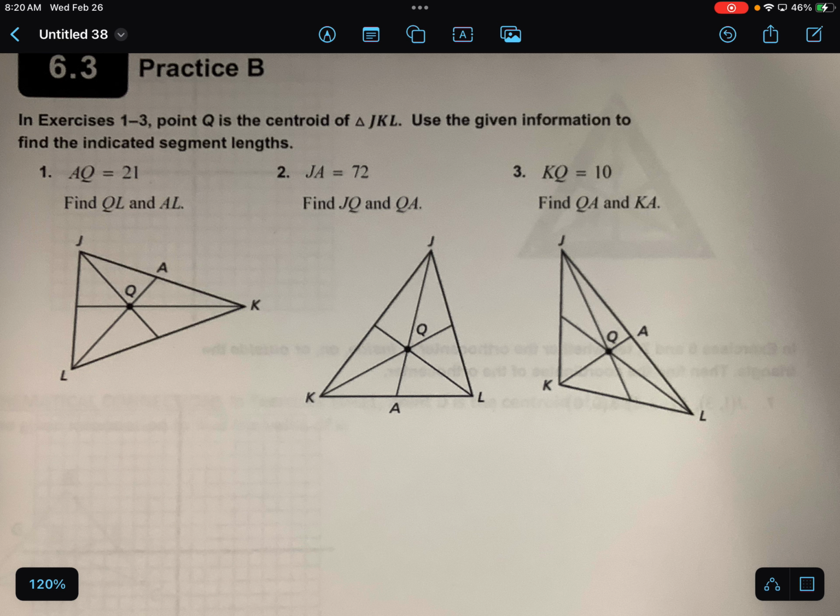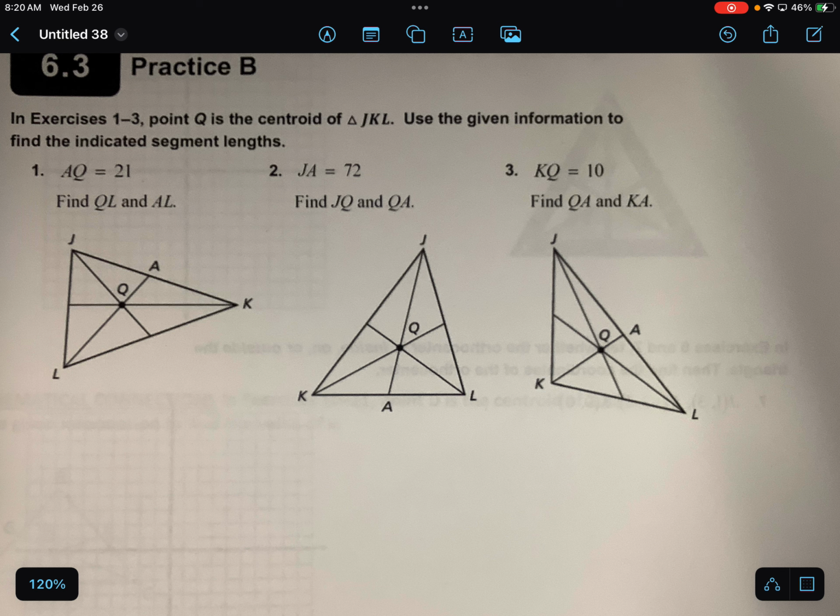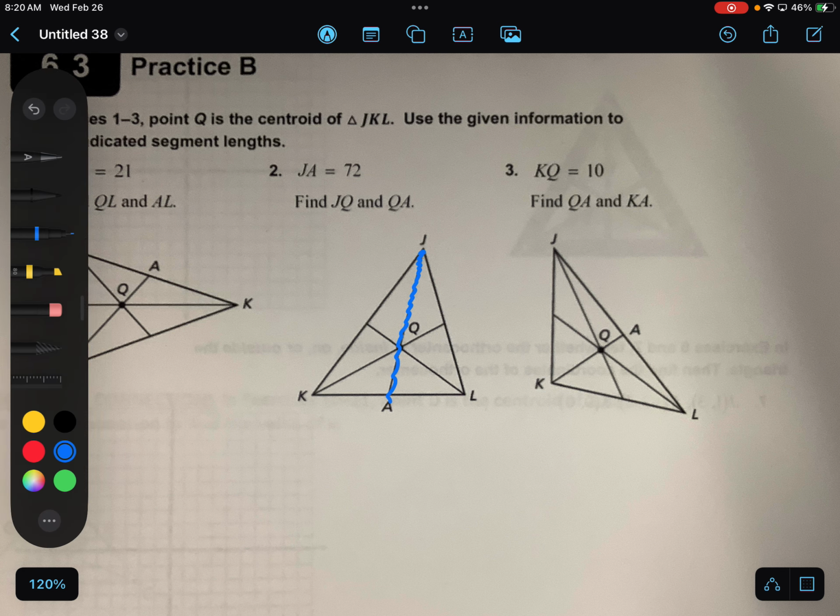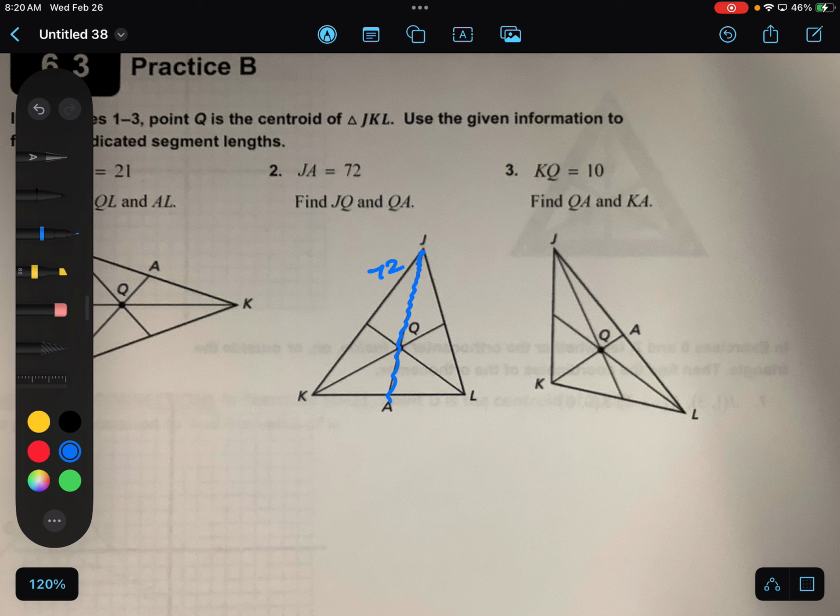Ty, which one do you want me to do? 1, 2, or 3? 2. Okay. It says JA is 72. So this line right here is 72 somethings. We want to find JQ and QA. So we are finding J to Q, and then we're finding Q to A. When you have the entire length, you need to use the fractions for this. Unfortunately, that's the only way that you can get around it.